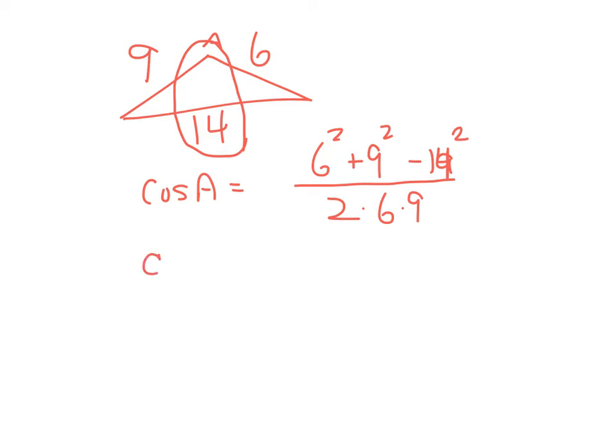Okay, so now do a little math. Be careful if you're typing this into a calculator. It's necessary to use parentheses if you're going to type it in one string. If you hit enter after you type the 14 squared, you will be perfectly fine. So let me find a calculator and work this through. 6 squared plus 9 squared minus 14 squared is negative 79 over 2 times 6 times 9, which is 108.